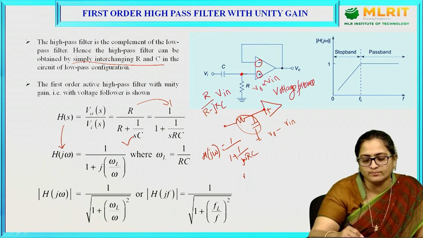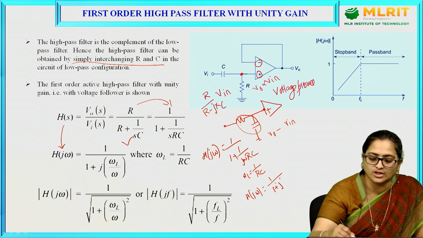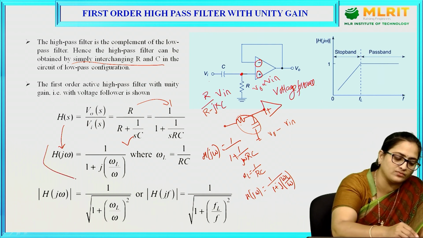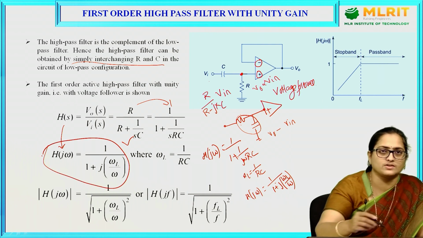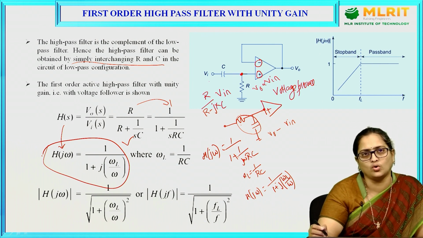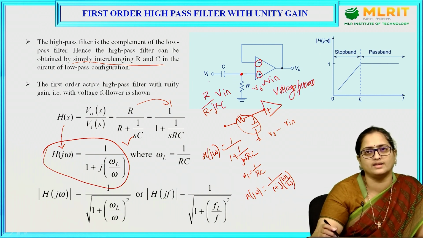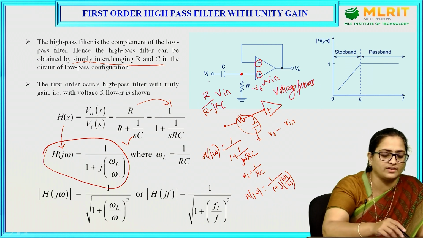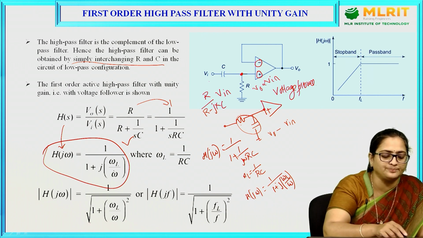Let us assume omega L is equal to 1 by RC. So, you can write H of j omega is equal to 1 by 1 plus j into omega L by omega. So, this is how you can get H of j omega. The transfer function is equal to 1 by 1 plus j into omega L by omega, where omega L is equal to 1 by RC. The magnitude of the transfer function can be given as 1 by root over 1 plus omega L by omega whole square.